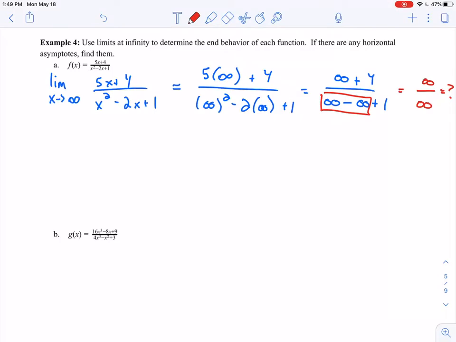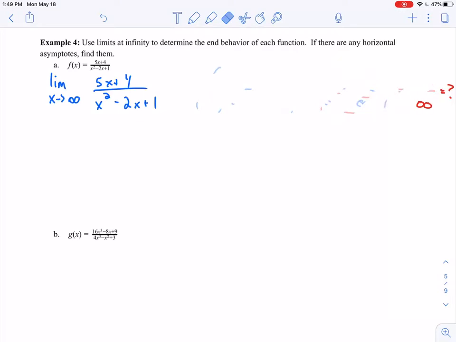So this method is not going to work for us for rational functions. If we're approaching a finite value, sure, I would encourage you to do that. But if we're approaching positive or negative infinity, that approach is just not going to work. So we need to try something else. What I'm going to do is look at the term with the highest power of x in the denominator. So here in this case, it's x squared.